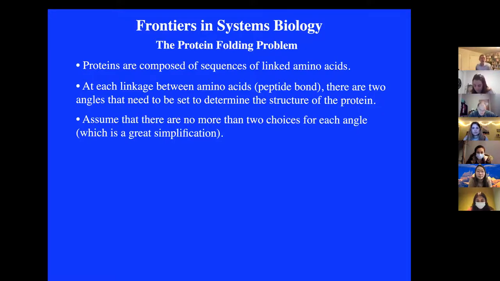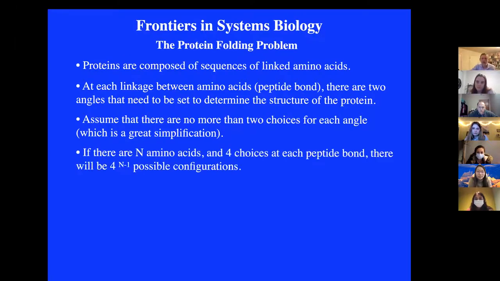Now, assume that there are no more than two choices for each of these angles, which is a gross oversimplification. They actually have multiple choices, but let's start with just two. So that's four possible configurations. It could be like this or that on this side, or this or that on that side, four possibilities. Now, if there are n amino acids, four choices at each peptide bond, that's 4^(n-1) possible configurations.